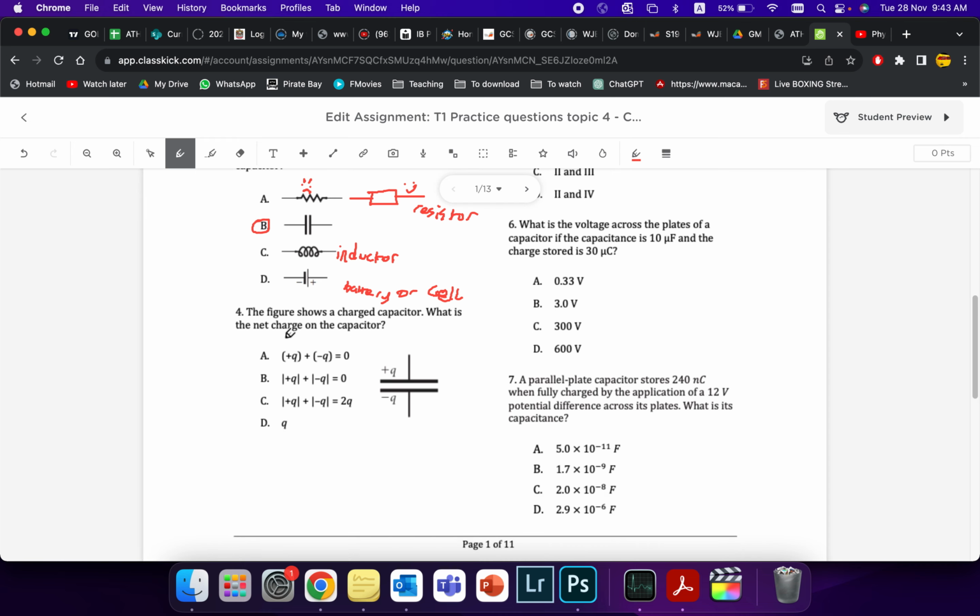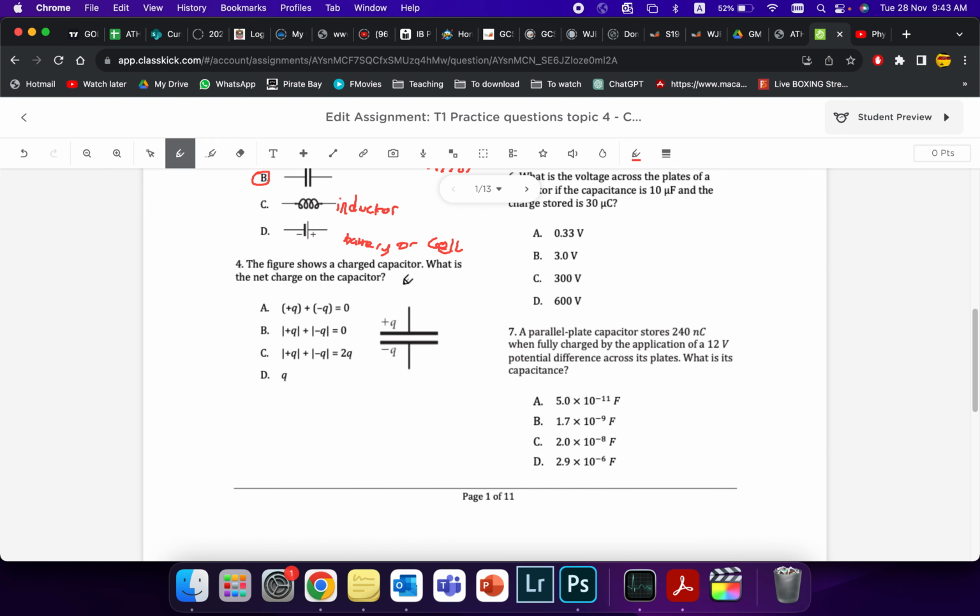B is the symbol. The figure shows a charged capacitor. What is the net charge? So you have plus here and minus here. You will have an equal amount. Maybe you'll have 100 over here, and that means I will attract minus 100 on this side. That's the idea of this. So you now have an electric field in here, which is where I'm going to have my energy from. Okay, so what's this? 100 and minus 100. Overall, the total net charge in this configuration should be 0.